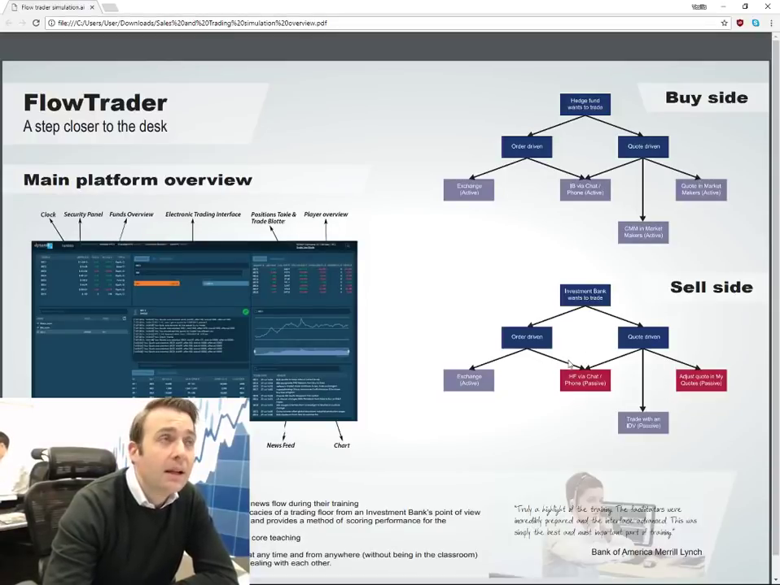So on the sell side, they'll get to understand what a sales trader does and why client relationships are so important. Also on the sell side, they'll be able to operate as a market maker. So this is all about managing risk, helping facilitate trades. On the buy side, the candidates will either work as a portfolio manager or an execution trader.